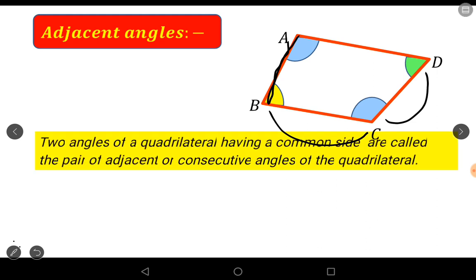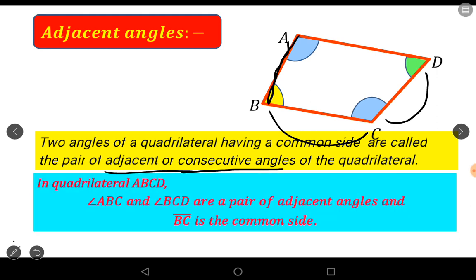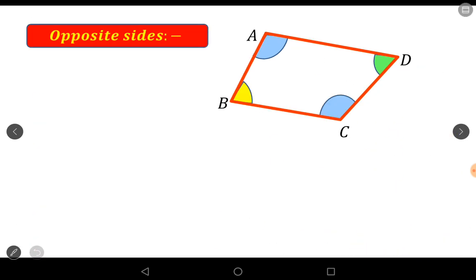Two angles of a quadrilateral having a common side are called a pair of adjacent or consecutive angles of a quadrilateral. For example, angle ABC and angle BCD. This is one pair of adjacent angles. BC is the common side.